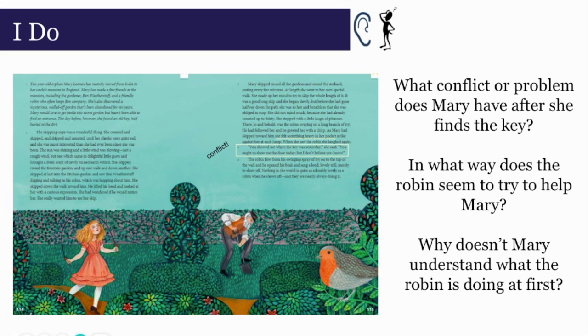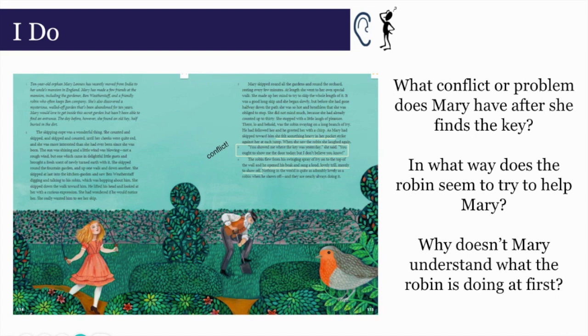In this paragraph, I read that the robin sang a loud trill when it flew to the top of the wall. This must be part of the rising action. It's after the conflict, and it seems like the robin is sending Mary a message. I'm going to label this as a rising action event. Remember that the rising action may go on for a while until we reach the climax.